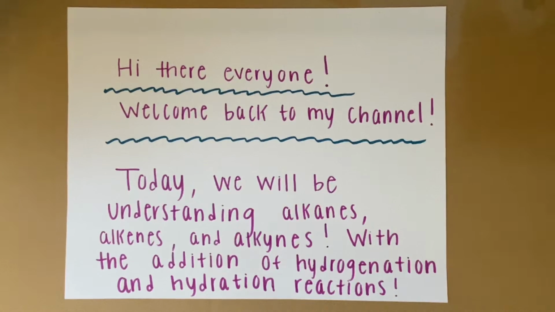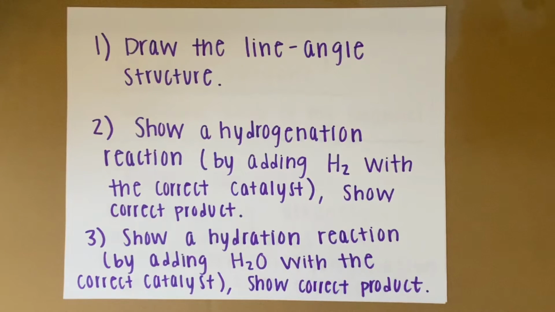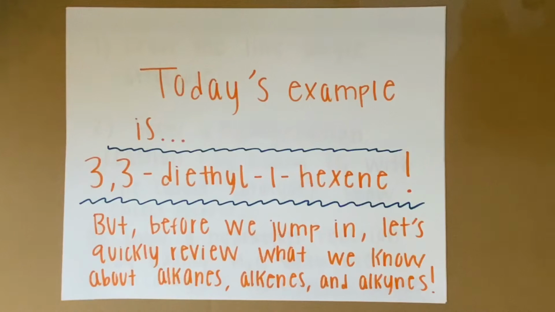In this video, we will be continuing our understanding of alkanes, alkenes, and alkynes, and expanding our knowledge on hydrogenation and hydration reactions. This includes drawing the line angle structure, showing a hydrogenation reaction by adding H2 with the correct catalyst, and showing a hydration reaction by adding H2O with the correct catalyst, and the products of both reactions. Today's example is 3,3-diethyl-1-hexene. Before we jump in, let's quickly review what we know about alkanes, alkenes, and alkynes.